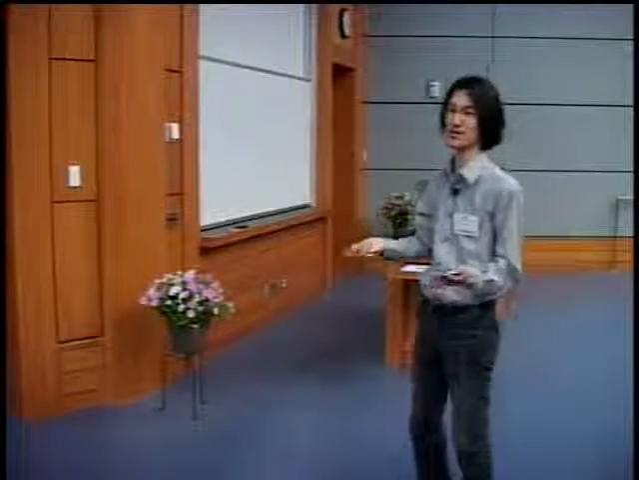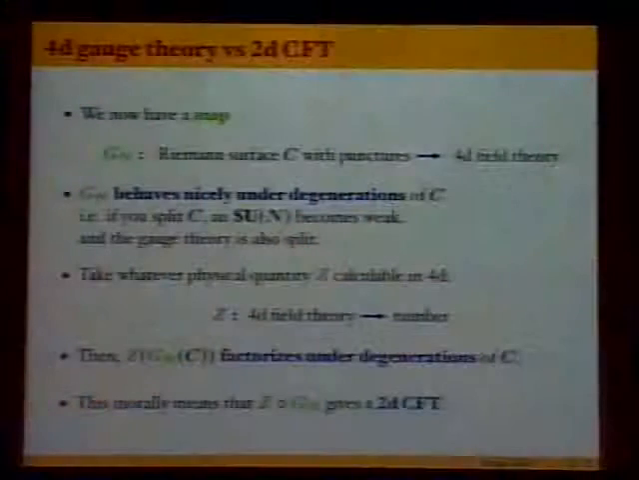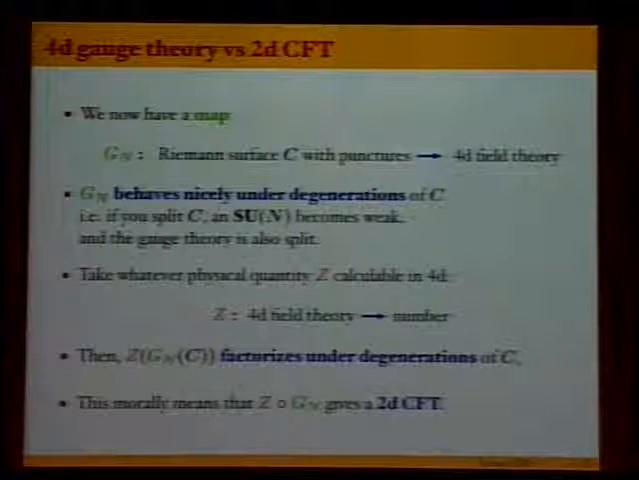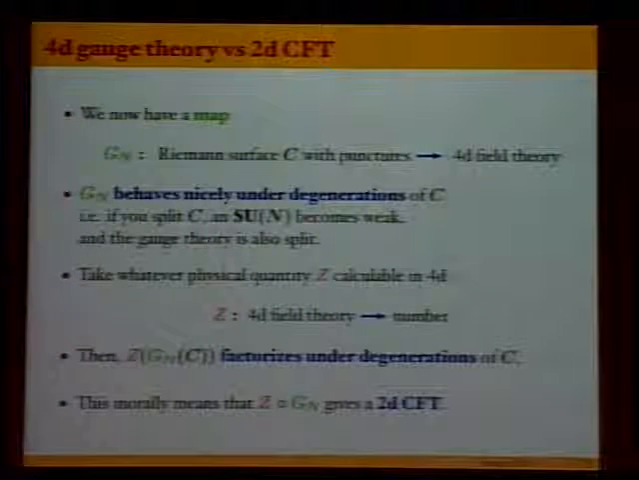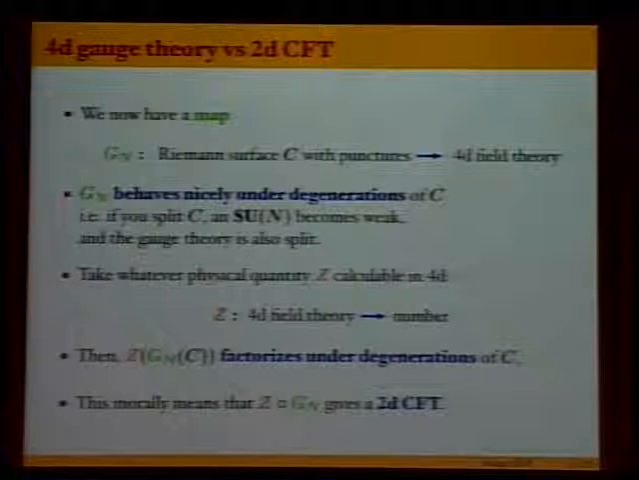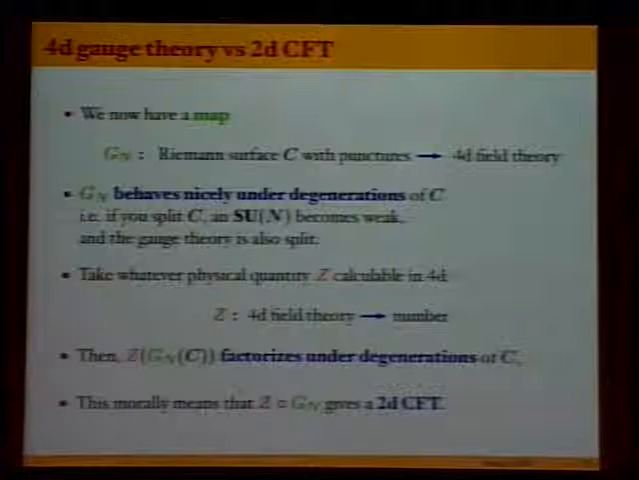So degeneration means that you split the Riemann surface into two. So if you split C, as I just told you, you have a very long, thin tube connecting two parts of the Riemann surface, which means that you get a very weakly coupled SU(N) gauge group. Because as I said, the gauge coupling constant is inversely proportional to the length of the tube. So this means that if you split a Riemann surface into two, under this map, the 4D gauge theory you get also gets split into two disconnected 4D theories.